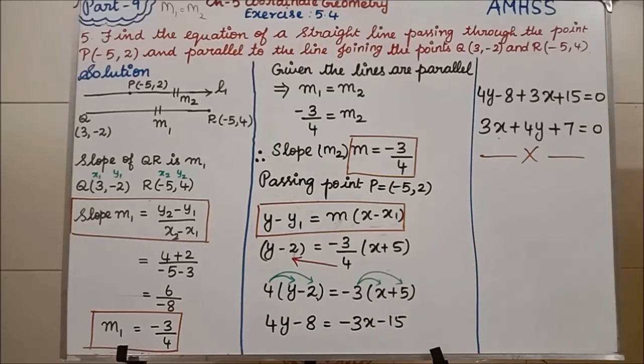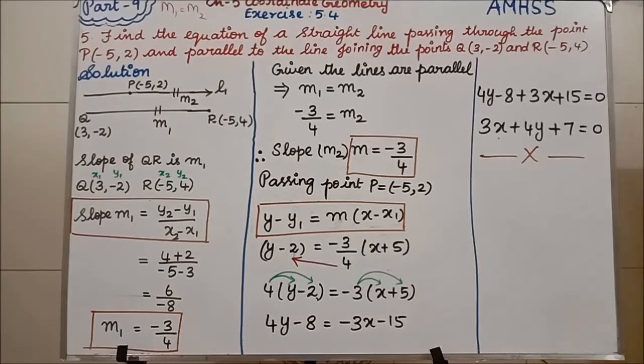Clear, students? Clear all of you, the fifth question. Students, in exercise 5.4, so far what are the formulas we read from exercise 5.1 to 5.3? All the formulas we will apply in this problem. Only if you are thorough in exercise 5.2 and 5.3 formulas, it is very easy for you to learn this exercise 5.4. Students, in board exam, surely you will get one question from exercise 5.4. So if you have to attend this exercise 5.4, first you have to be thorough in exercise 5.2 as well as 5.3. Clear?